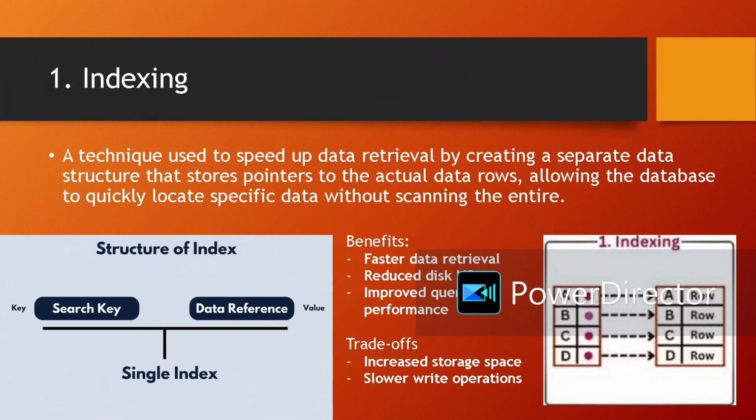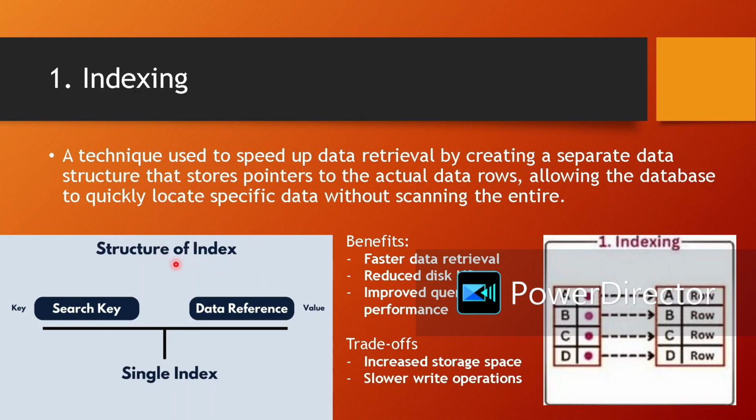Moving on with the first method, that is indexing. So what is indexing? Basically, indexing is a technique that is used to speed up data retrieval by creating a separate data structure that stores pointers to the actual data rows. In simple terms, if I have a table containing data in rows, indexing will use pointers to locate that data.